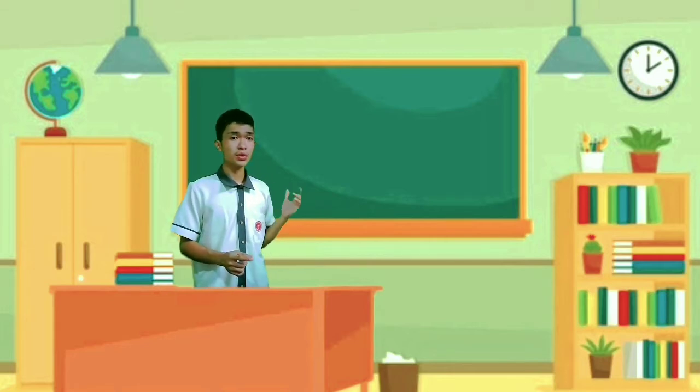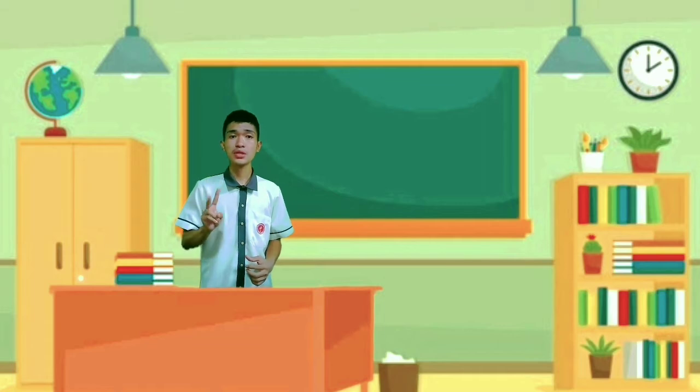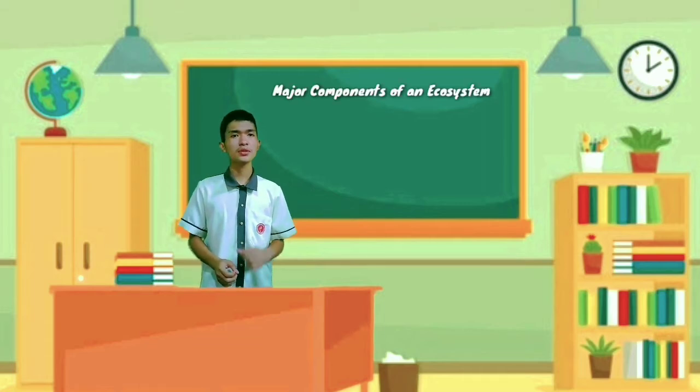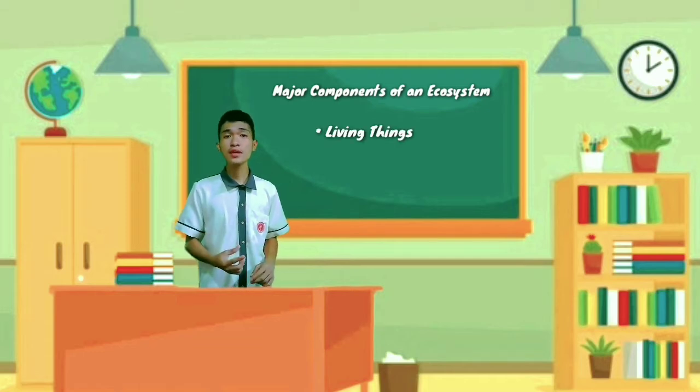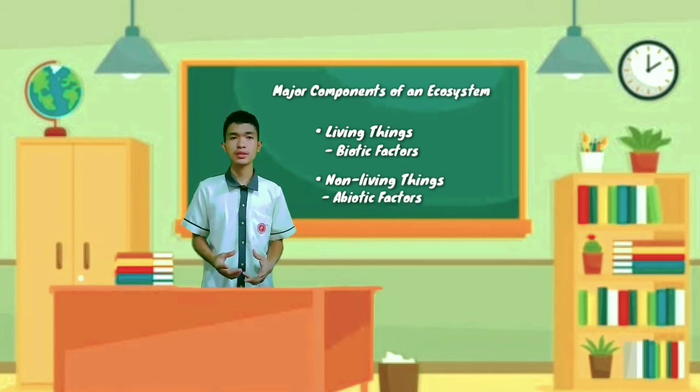From the picture that I have shown to you, what have you noticed? That's right. The marine ecosystem has two major components. What are those two components? Yes, the living things and the non-living things. The living things are also called biotic factors, while the non-living things are referred to as abiotic factors.